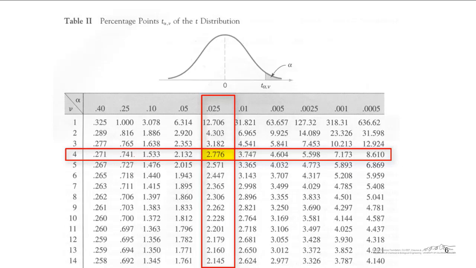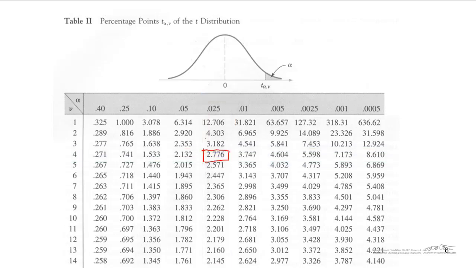Alpha is 0.025. Even though our alpha for our two-sided confidence interval is 0.05, we have to divide that by 2. So in this example, we're going to be splitting 0.05 into two tails. So we're going to be using the 0.025 where it intersects 4, and that's right here. So our t-value, this is also known as percentage points, is 2.776.